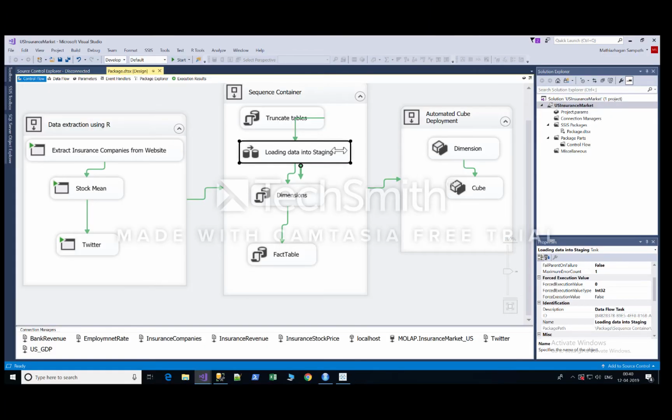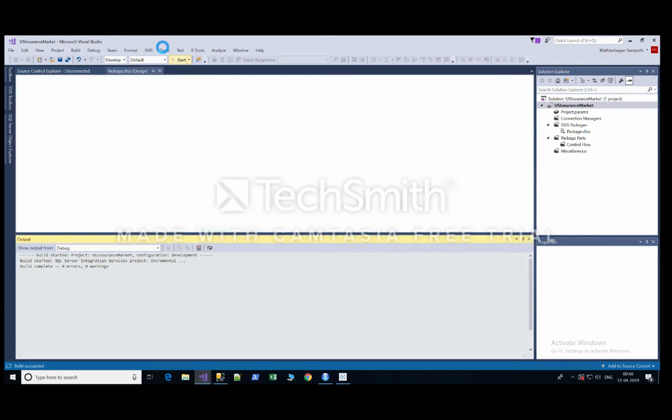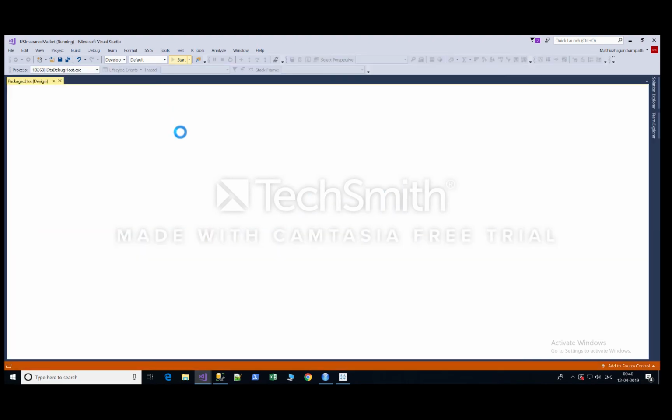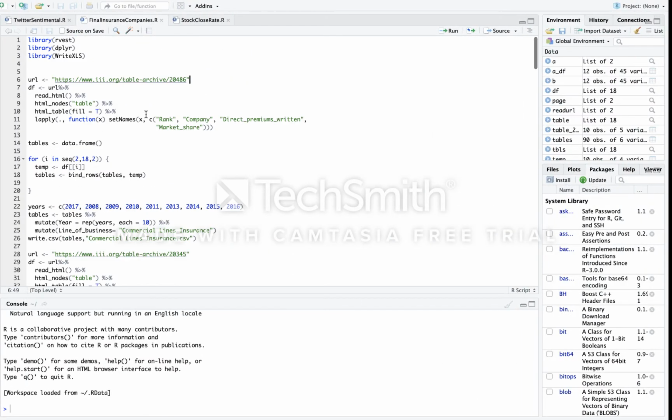Let's go to SSIS. Here the data extraction process is automated. Just click on the start button. The R extraction will be running. So the R process is getting triggered. Let's go to the R code of my project.